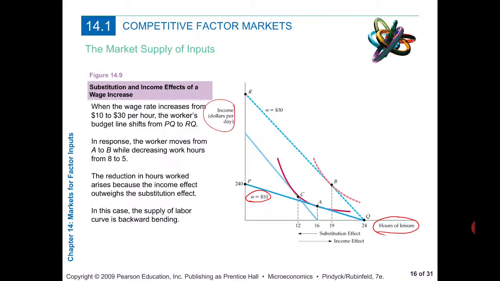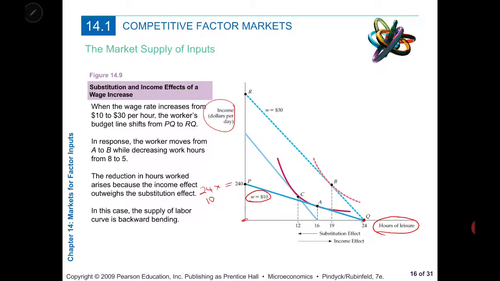So if you don't work at all, you spend 24 hours not working, so you have zero income. But if you spend all 24 hours working, then the maximum income you will get is 240, because 24 hours times 10. You understand this?